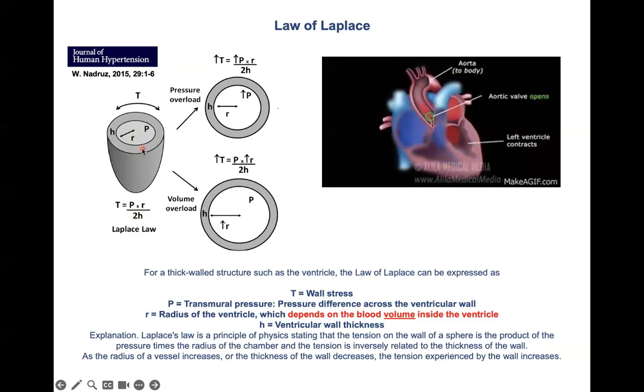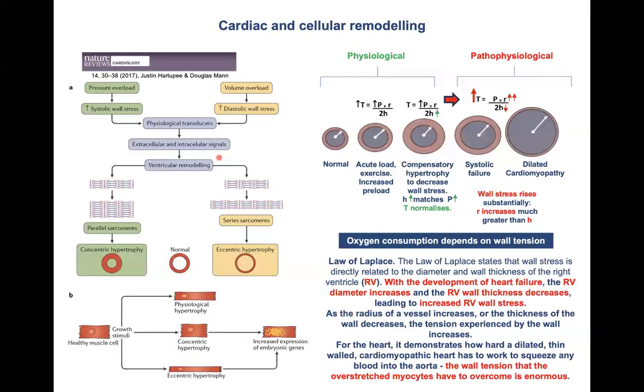Again, T, the wall stress, is equal to the pressure times the radius, or volume, divided by twice the wall thickness. Now, as the volume inside the right ventricle backs up, the volume goes up, and so does the pressure. This raises the wall stress significantly. An increase in wall stress means a much higher demand for oxygen and energy. This may lead eventually to right-sided heart failure. Cardiac and cellular remodeling takes place. Now, based on the law of Laplace, let's see how these processes unfold.